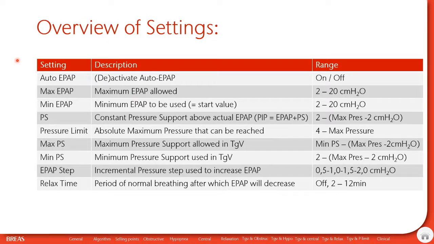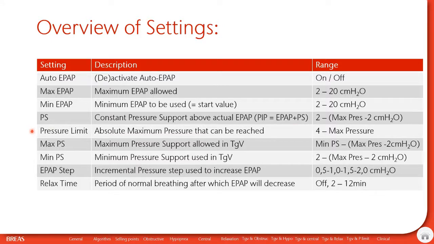Here we have an overview of the different settings. So everything which we just mentioned: Auto-EPAP to deactivate or activate the algorithm with an on-off. The algorithm will allow the EPAP to change between two settable limits called maximum EPAP and minimum EPAP. During inspiration, there will be a constant pressure support above the actual variable EPAP, which is called pressure support. So the peak inspiratory pressure that will be reached during, let's say, pressure support ventilation with Auto-EPAP will be the actual EPAP plus pressure support on top of EPAP.